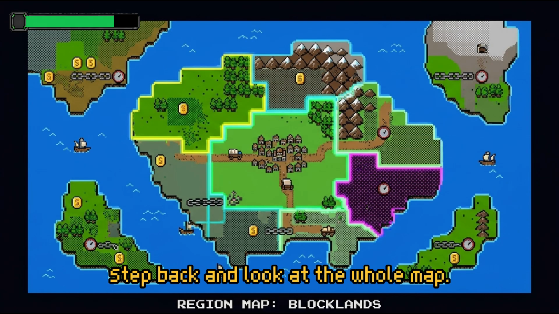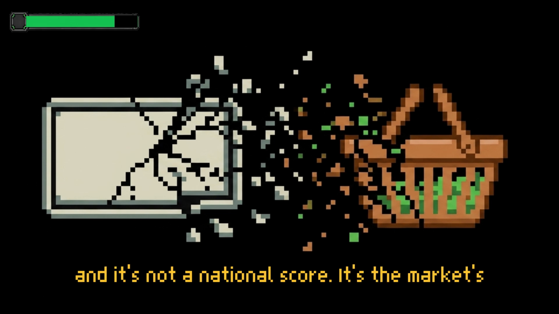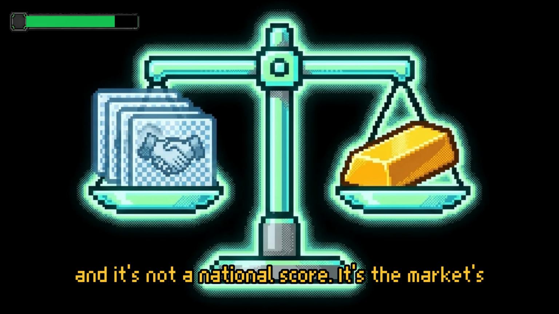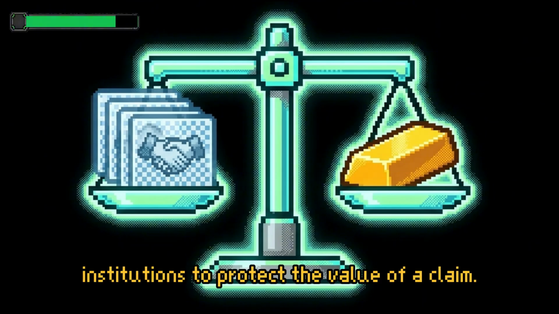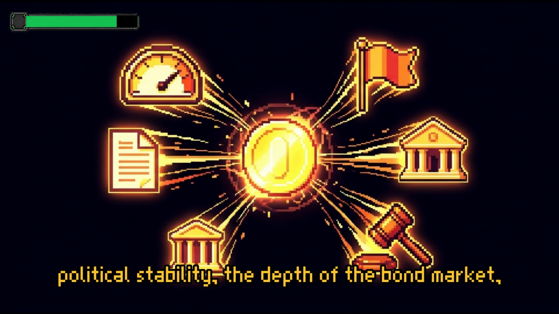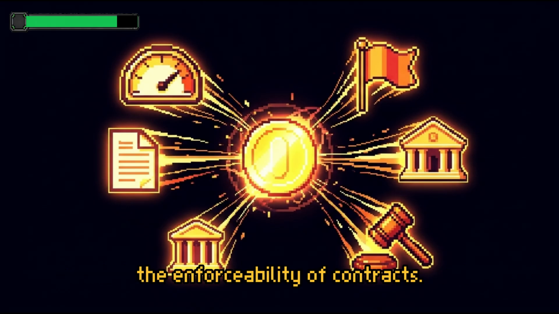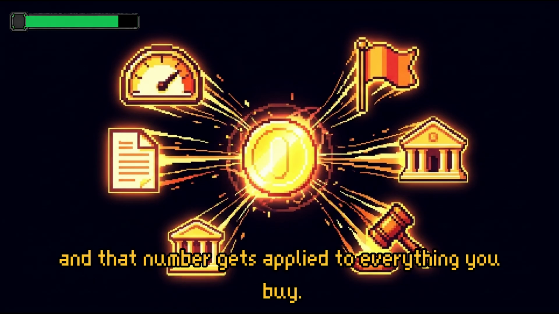Step back and look at the whole map. An exchange rate is not a price of goods, and it's not a national score. It's the market's continuously updated quote on how much it trusts an economy's institutions to protect the value of a claim. Interest rates, inflation credibility, political stability, the depth of the bond market, the enforceability of contracts, all of it gets compressed into a single number, and that number gets applied to everything you buy.